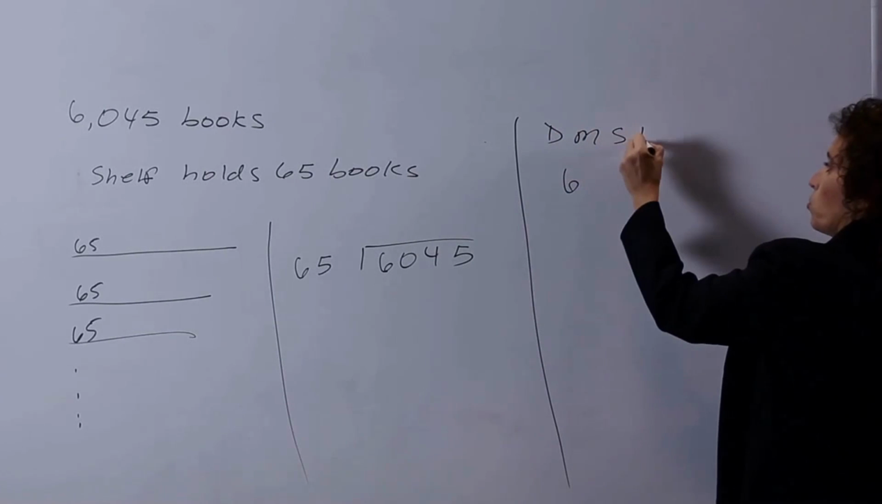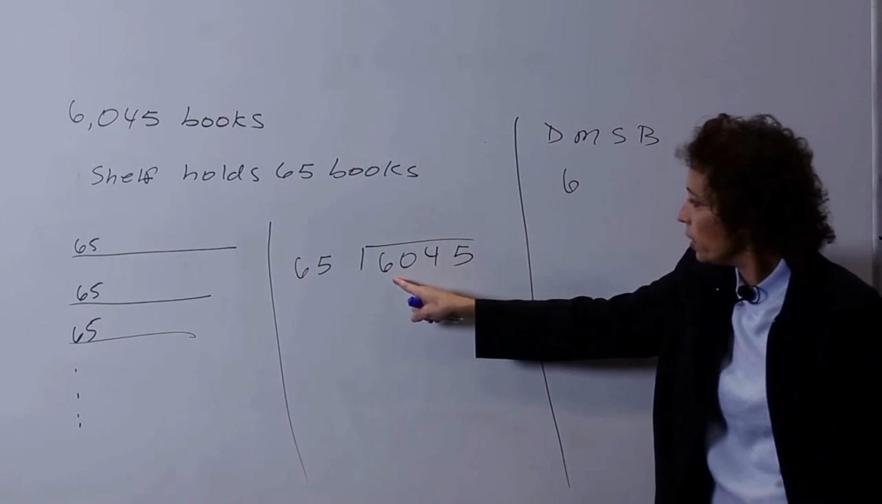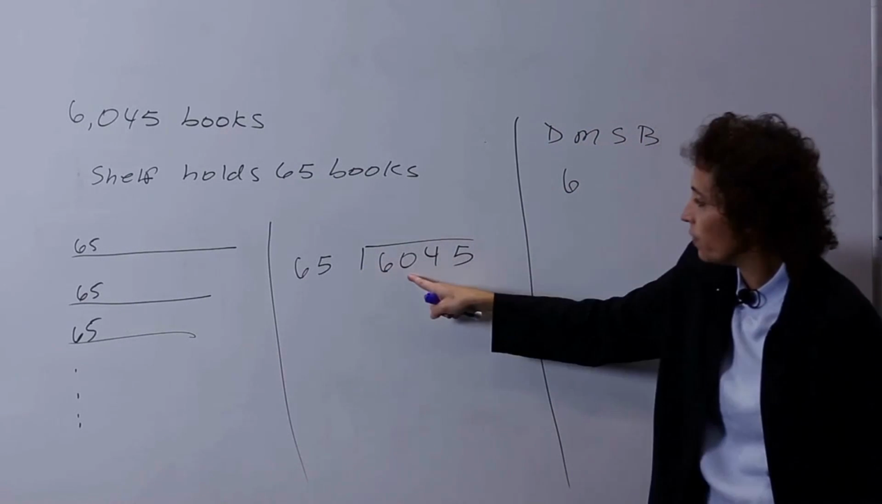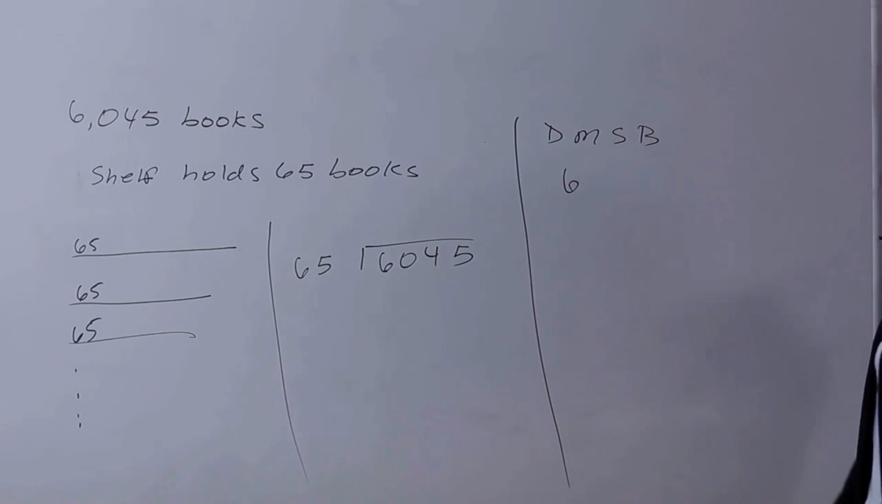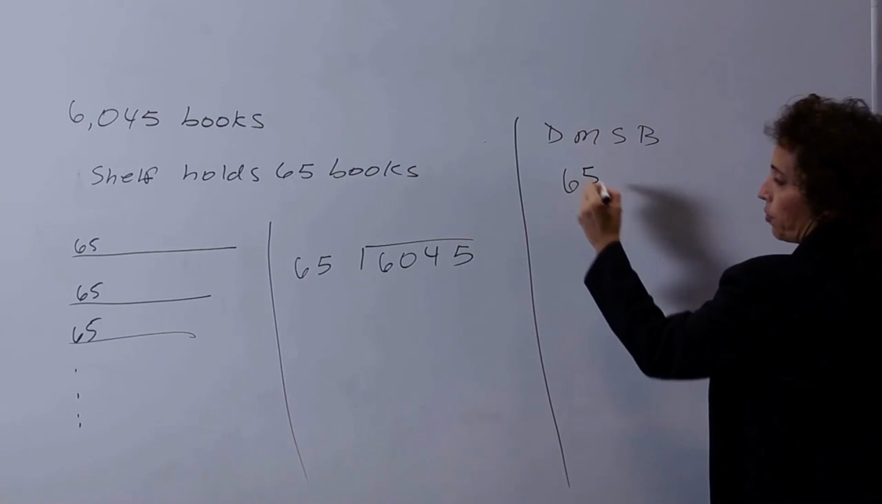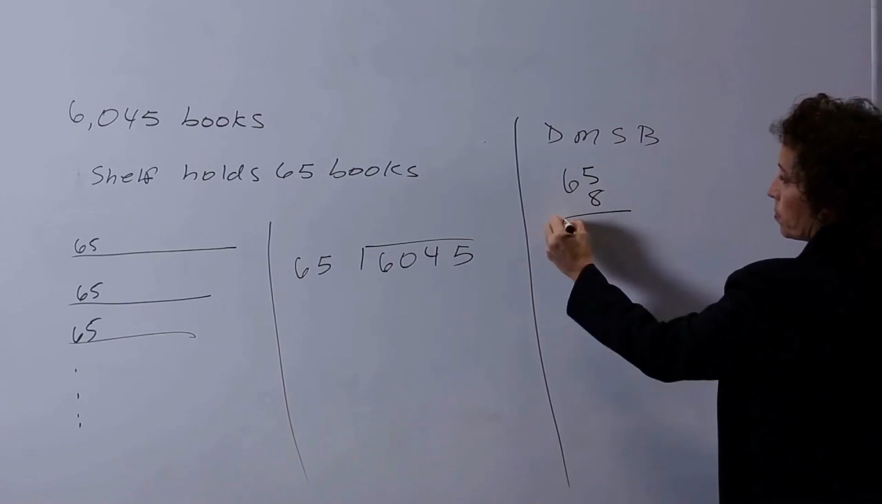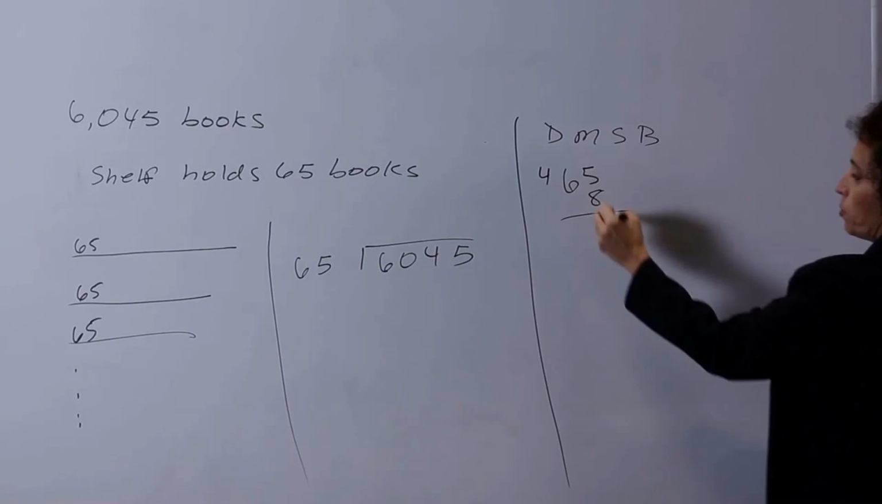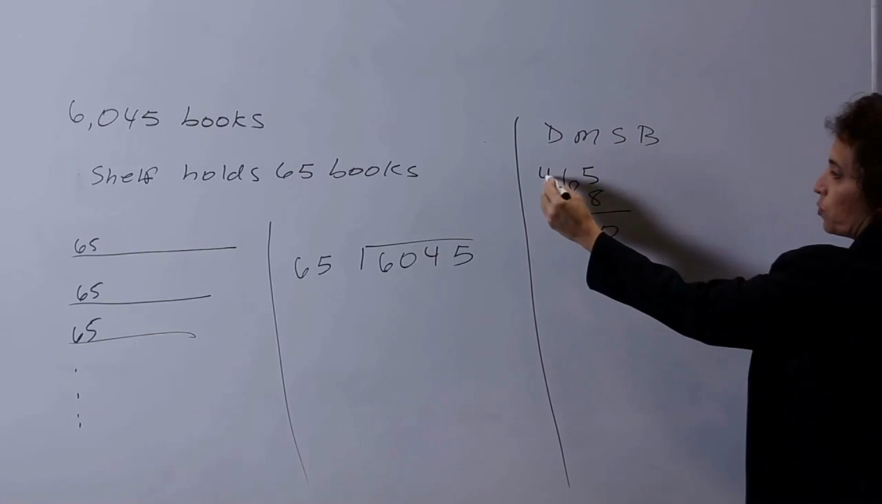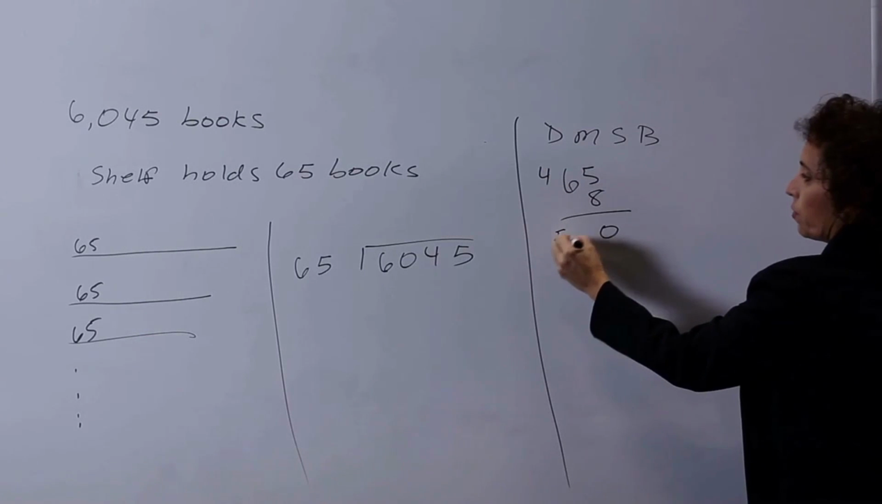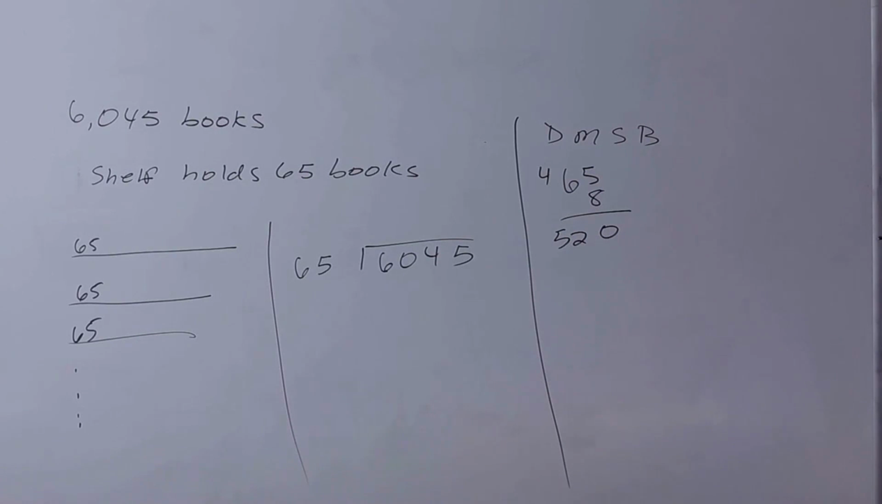Dirty monkeys smell bad. Okay, so we need 604 because 65 does not go into 60. Okay, let's try, I'm thinking 8 times. 8 times 5 is 40, carry the 4. 8 times 6 is 48, plus 4 is 52. No, we can definitely get another one in there.